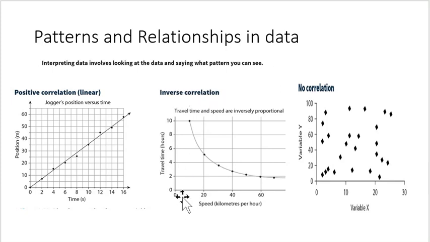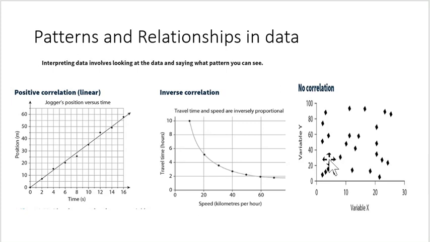For example, as the speed increases along the bottom here, the amount of time it takes to get to the destination decreases. And this is what's known as an inverse correlation. As one variable along the bottom gets bigger, the other variable along this other axis gets smaller. And then we can have something like this.